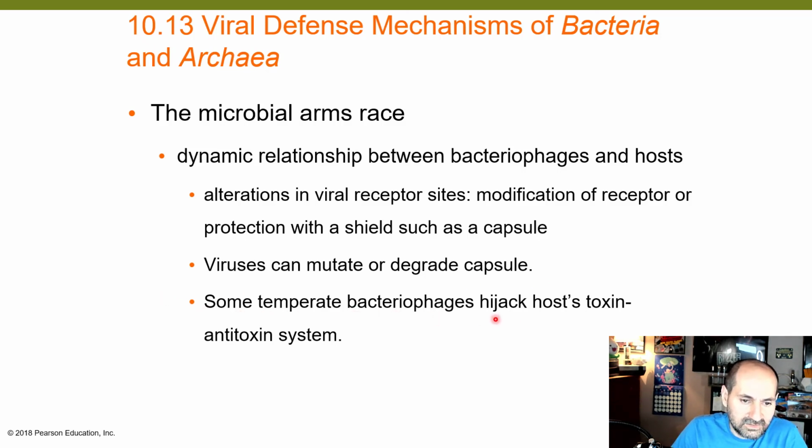Some temperate bacteriophages can hijack the host's toxin antitoxin system. This one's fascinating. So some of these bacteriophages evolved to hijack the host's antitoxin system. This is the system keeping the bacteria safe from its own toxin.